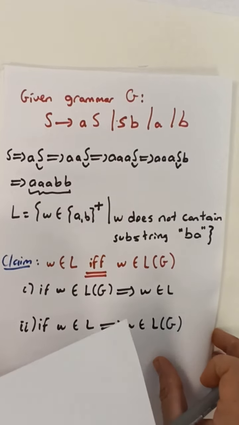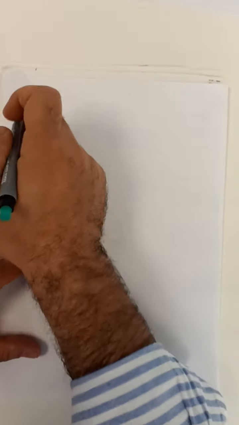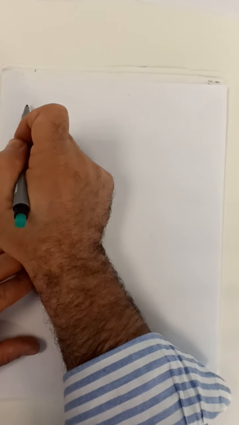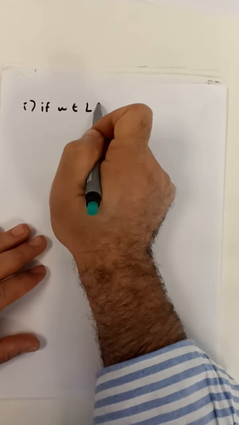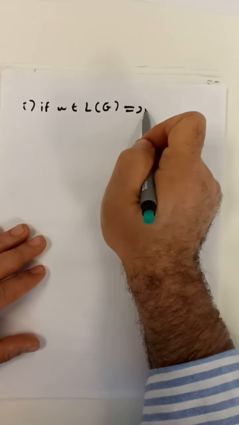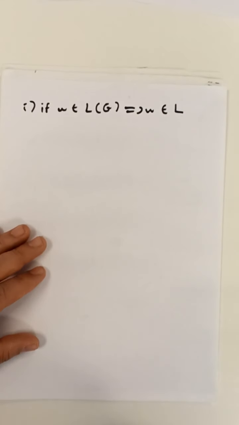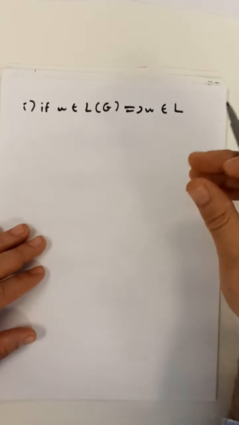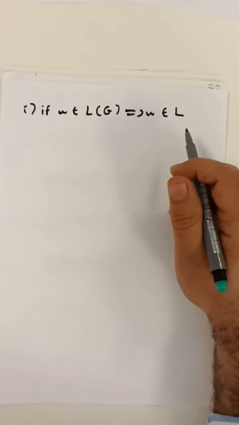For this time, let's try to prove each of these claims. Let's look at first the first part, the first direction. That is, if W is in the language of the grammar, then W belongs to the described language. We will again make use of proof by induction to do such proofs.